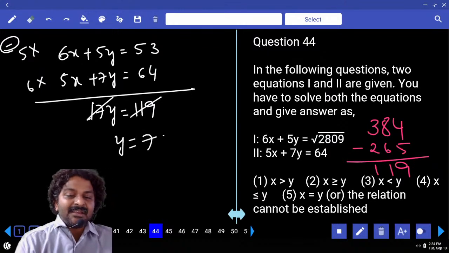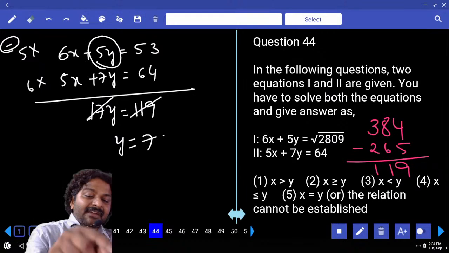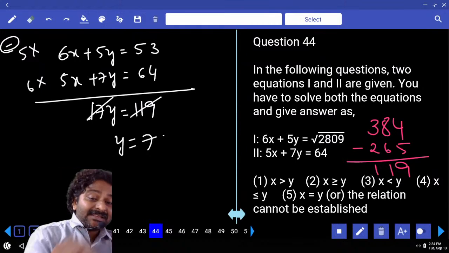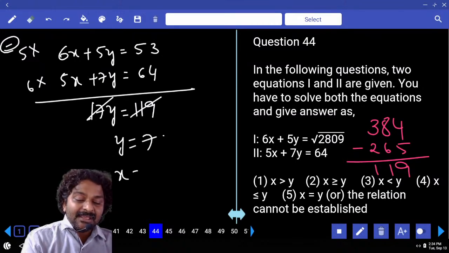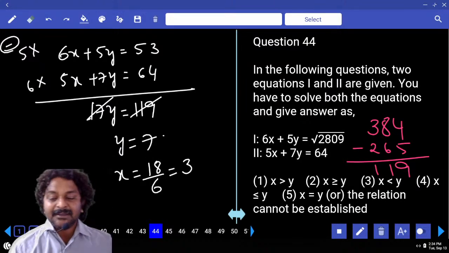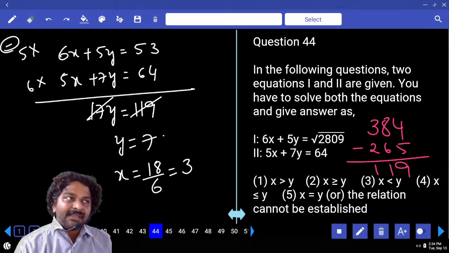Substitute y value 7 in the first equation. 5y, 5 into 7, 35. 35 subtracted from 53 is 18. 6x is equal to 18. x is equal to 18 by 6, which is 3. Answer: x less than y.